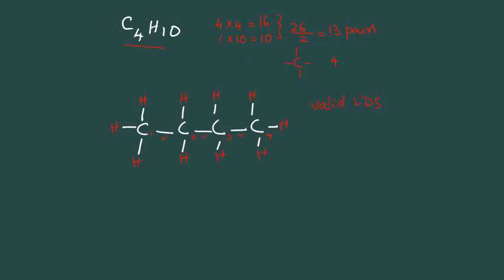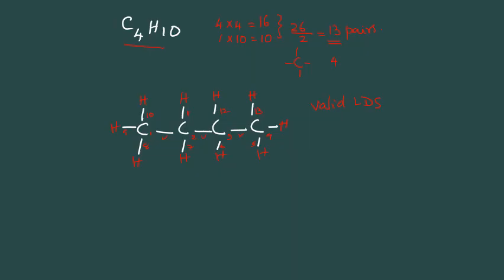Okay, so now, is there any other way? So let us count whether 13 pairs are there or not. So we counted 4 here, right? 1, 2, 3, 4, and 5, 6, 7, 8, 9, 10, 11, 12, and 13. Okay, so that is good. So is there any other way we can arrange these 13 pairs of electrons and get a valid Lewis dot structure for C4H10?